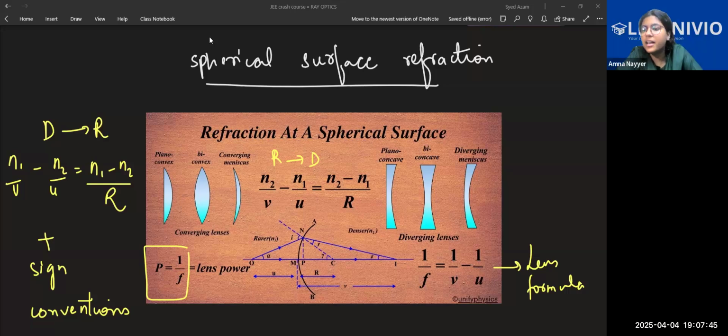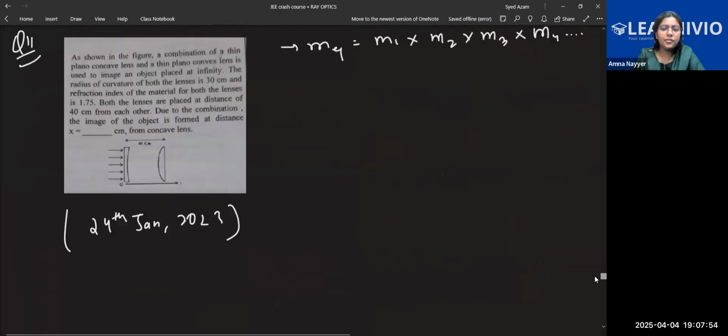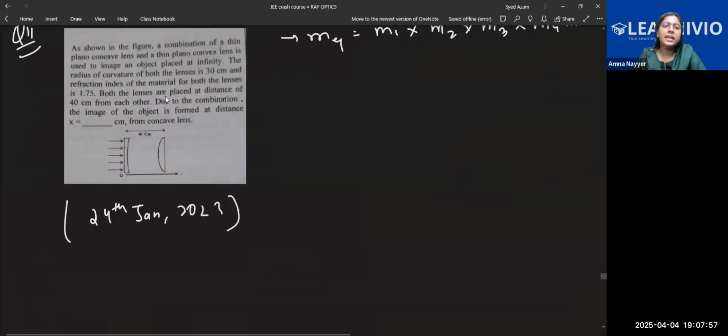We were discussing spherical refraction and we couldn't complete this. So let us just complete this. Lens, we started the formula. This question we didn't complete. Okay. This is a question from 2023's paper.